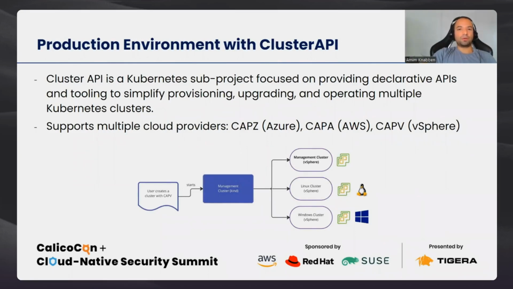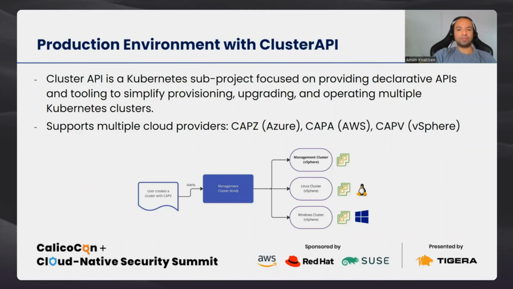For the production environment, we use Cluster API. This is a more complete solution to run production-ready, entire clusters. Cluster API is a Kubernetes sub-project focused on providing declarative APIs and tooling to simplify provisioning, upgrading, and operating multiple Kubernetes clusters. It supports multiple cloud providers, such as CAPZ, CAPA, or CAPV. The installation is kind of straightforward.